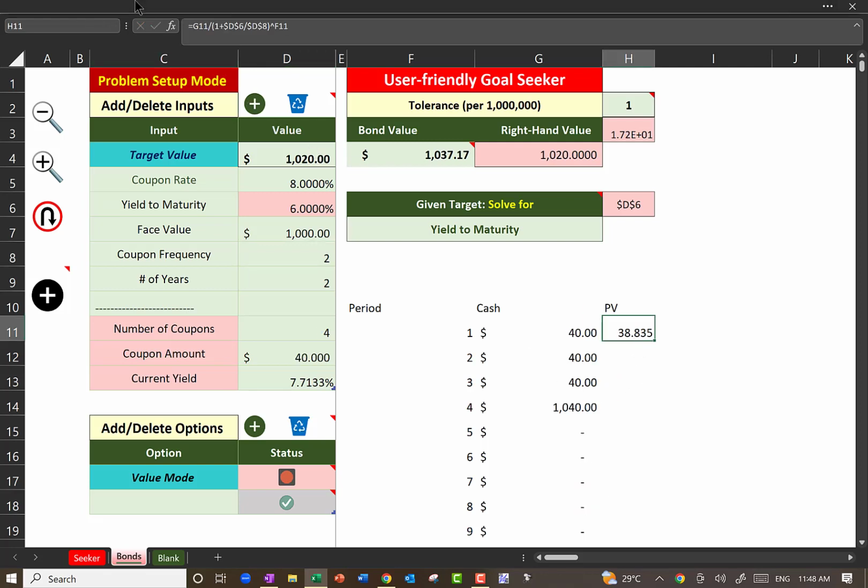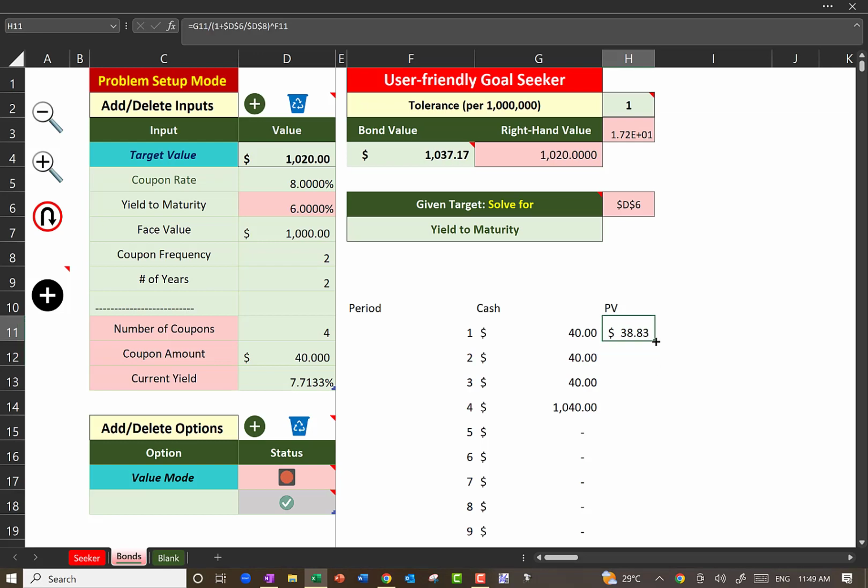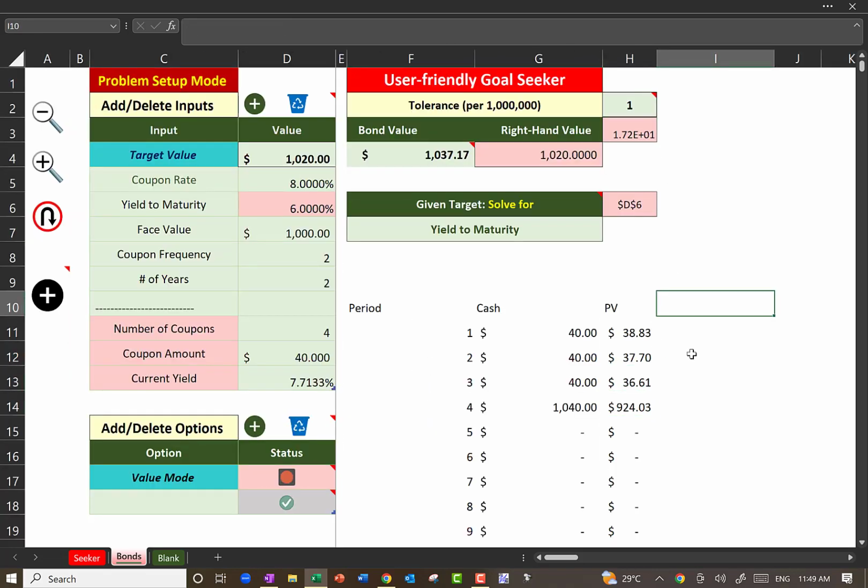And all I have to do is calculate Macaulay. For each of these, I need to multiply the period with its present value, add the products up, and divide the whole thing by the sum of the present values. Thankfully, we have a nice little function called SUMPRODUCT. And the first argument is the periods. Second argument is PVs.